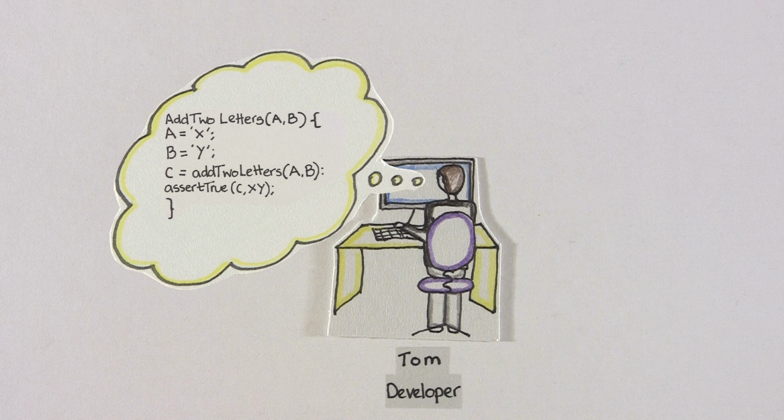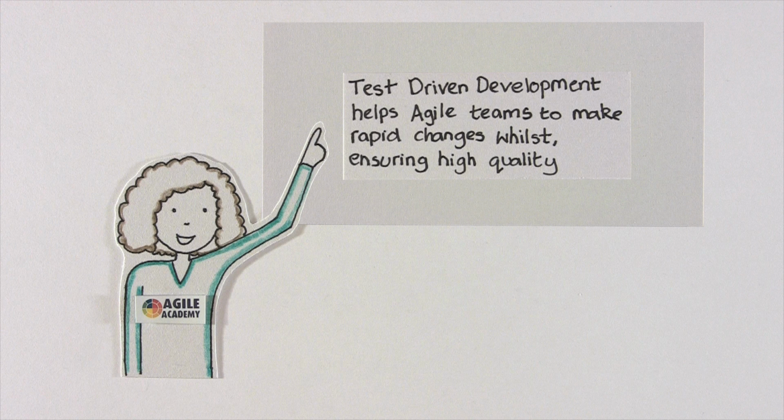Once that's done, Tom adds a test case of his own. This increases the test coverage and ensures a record of his changes to Liz's code. In this Agile in Practice talk, you saw how test-driven development helps Agile teams to make rapid changes whilst ensuring high quality. Refactoring is another Agile practice, which is a topic for another time and worth checking out on our Agile in Practice help sheets page in our Knowledge Hub on our website.